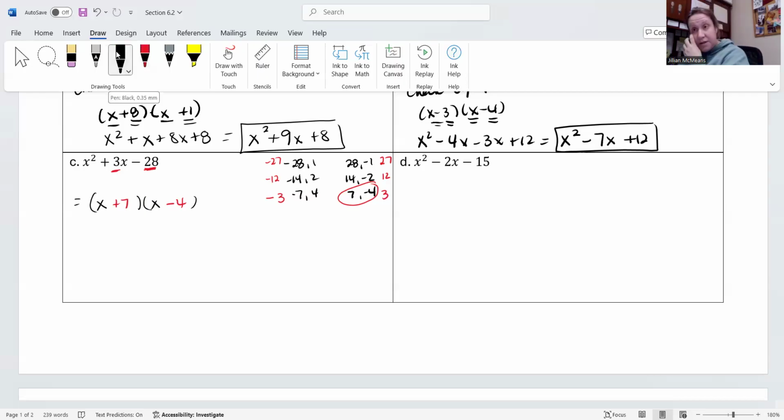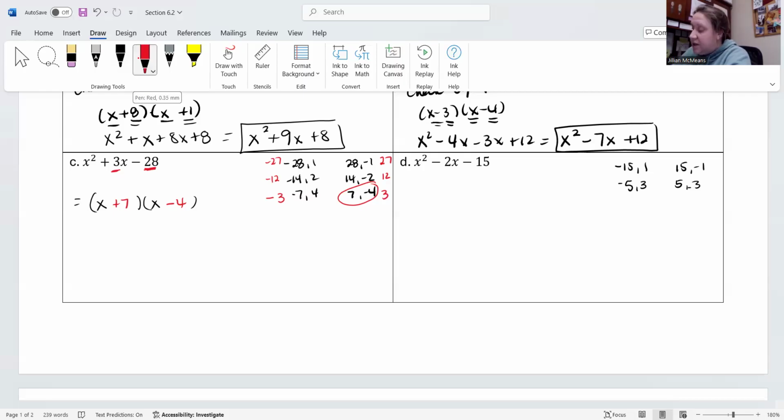Let's go ahead and look at part D. So in part D, we have x squared minus 2x minus 15. So that means we need two factors of negative 15, one positive, one negative, and they have to add to negative 2. That does tell me that the larger of the two factors is going to be the negative one, but let's just go ahead and work it out. So I've got negative 15 and 1, or 15 and negative 1. I have negative 5 and 3, or 5 and negative 3. Let's check our addition, I guess I should say.